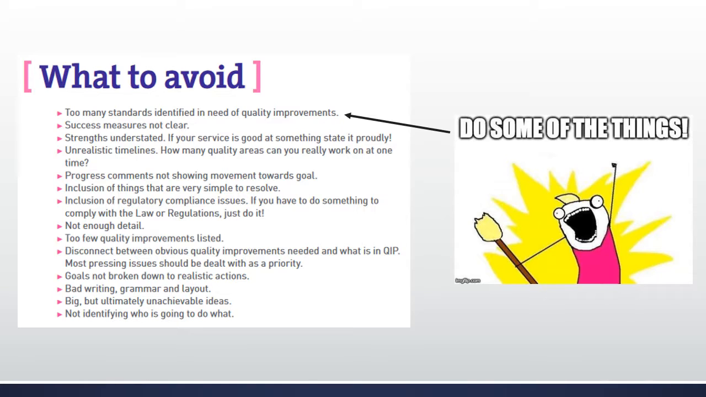What to avoid: not identifying who is going to do what, and this is where we are actually going to have our teams of staff identified as working on each of the quality areas, and then ultimately whether you're going to be reporting to the director, or whether you're going to be reporting to myself, or whether you're going to be reporting to Vicky if it's an administrative task.